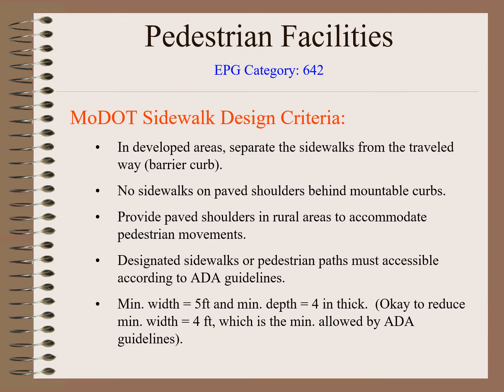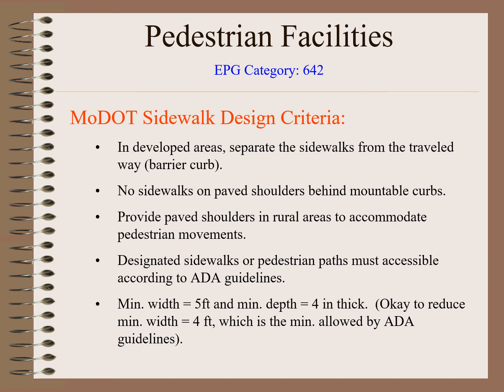The following are MoDOT sidewalk design criteria. In developed areas, separate the sidewalks from the traveled way. Sometimes you can use a barrier curb, or you can use some other means. No sidewalks on paved shoulder behind mountable curbs. You may provide paved shoulders in rural areas to accommodate pedestrian movements. Designated sidewalks or pedestrian paths must be accessible according to all ADA guidelines.